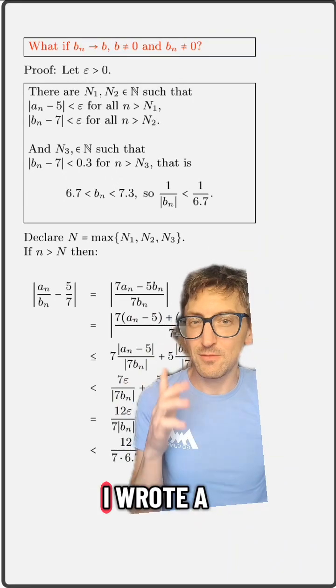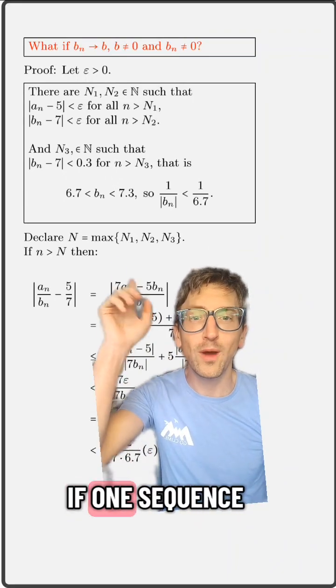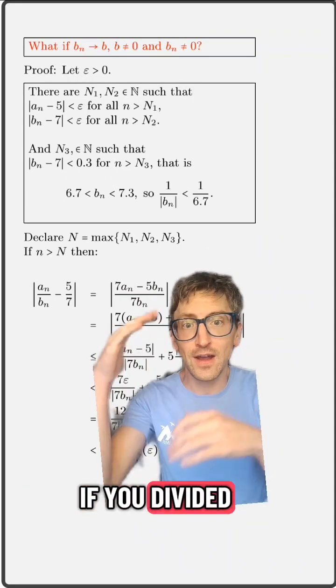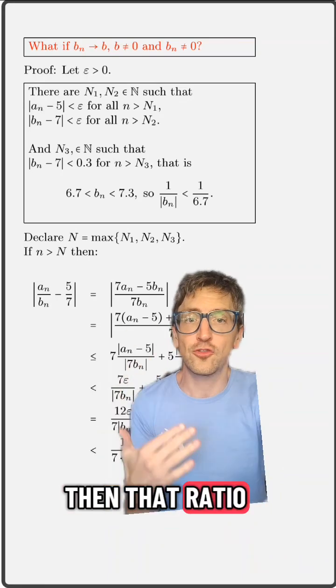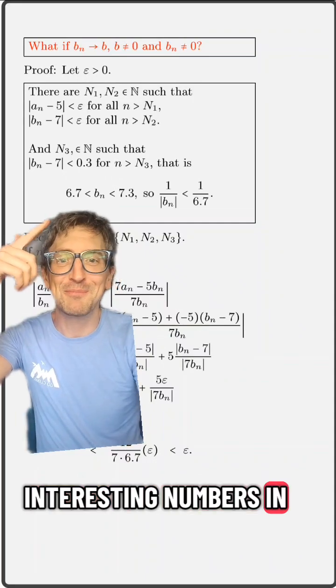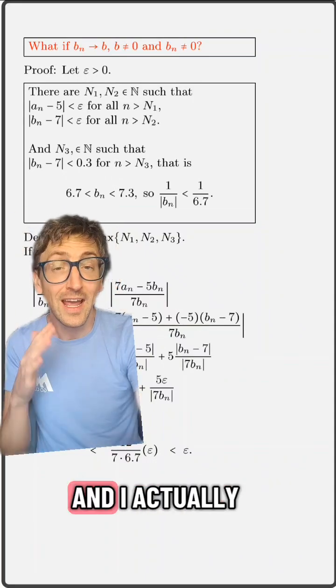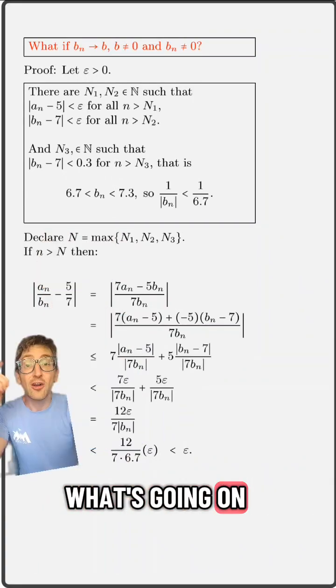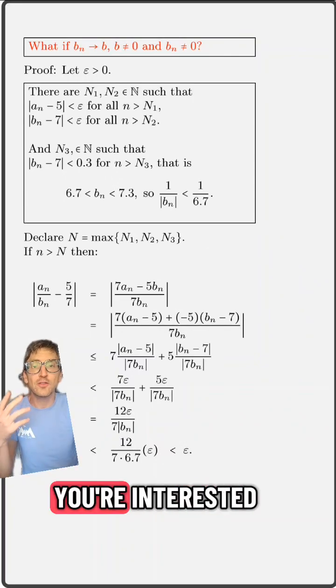A while back, I wrote a video about how you would prove that if one sequence converged to 5 and another sequence converged to 7, and you divided them term by term, then that ratio would converge to 5/7. There were some interesting numbers in the proof, but it was fairly explicit, and I actually like using explicit numbers just to give the idea of what's going on. I'll get out of the way so you can read the proof if you're interested.